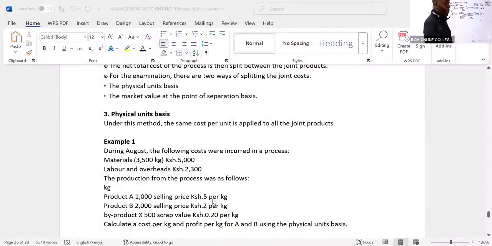So for A, the selling price, I can see A is going for 5 bob. Then this other one is going for 2 bob. And then give me profit per unit.